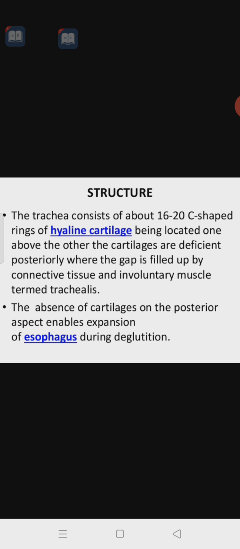Deglutition is the process of swallowing, chewing. During that, what happens? Due to the absence of cartilages on the posterior region of the trachea, expansion of the esophagus takes place. If cartilages were present, then a relaxation position would take place. Because of the absence of the cartilages, expansion or contraction takes place. That is helpful for the deglutition purpose.